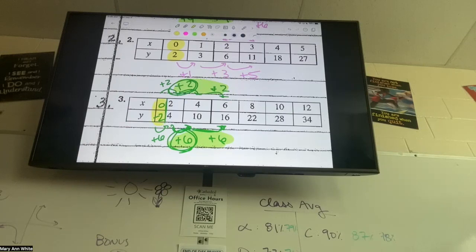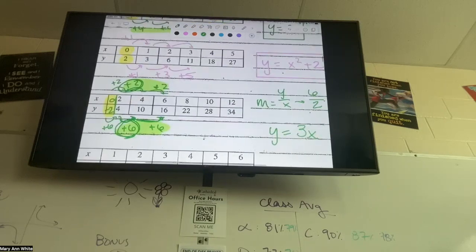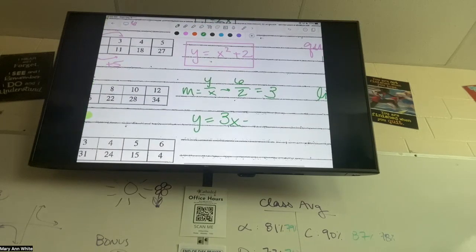-2 would be the b. -2 would be my b. Why, Macy? Because that's just like where you would start on. That's where I would start on the graph. I think I heard it from somebody else. Did I hear someone say y-intercept? Because that is correct. It is your y-intercept. So we're going to say 3x minus 2.